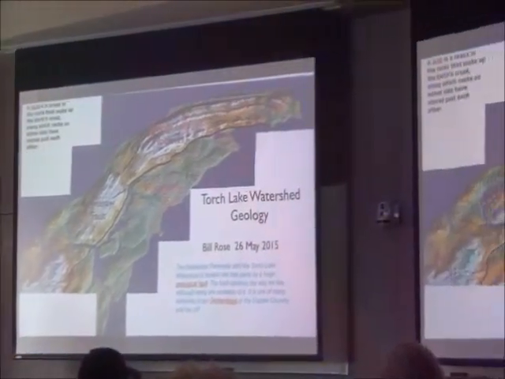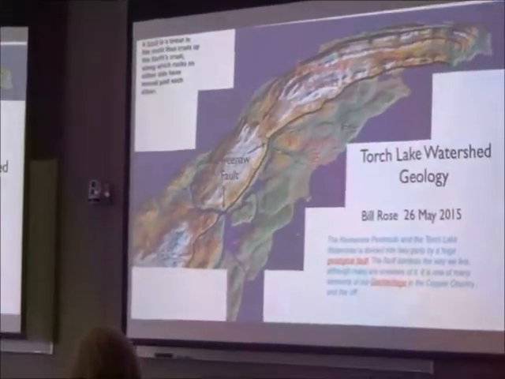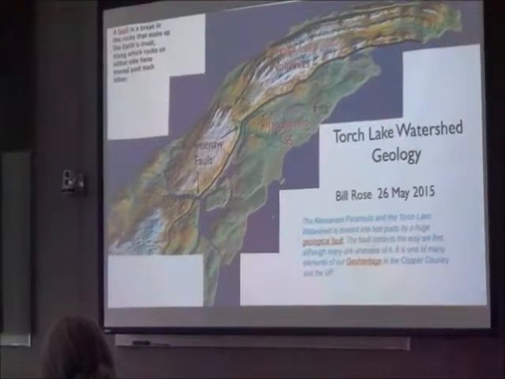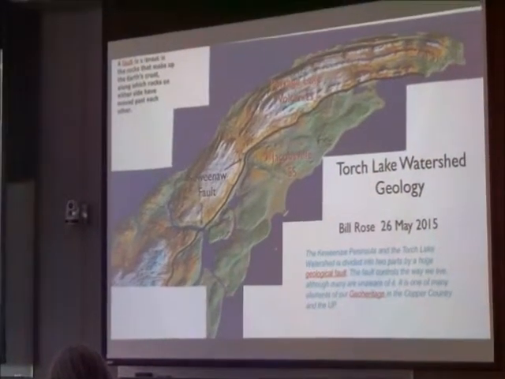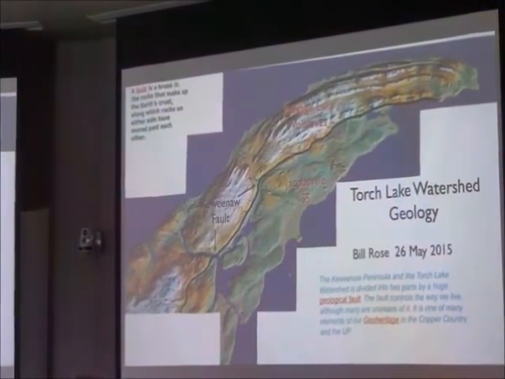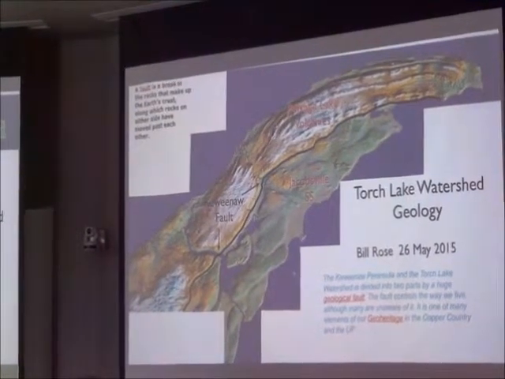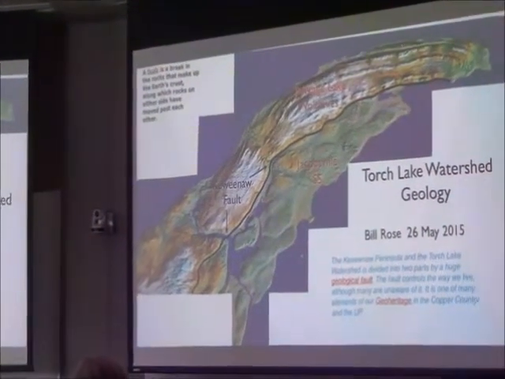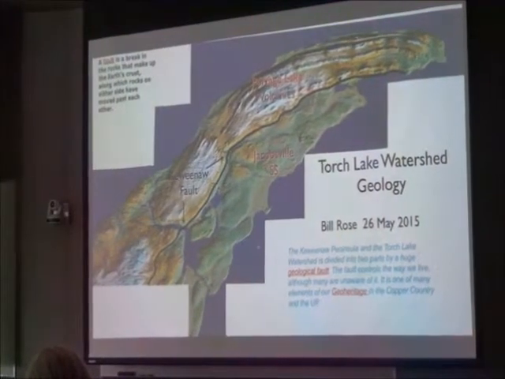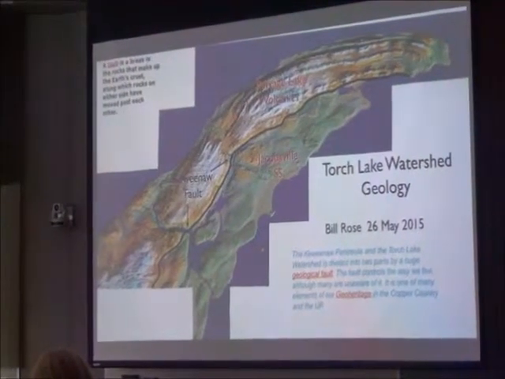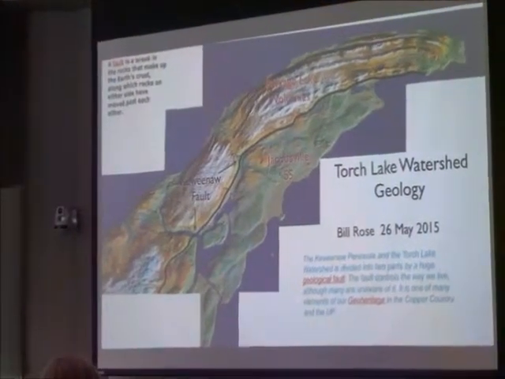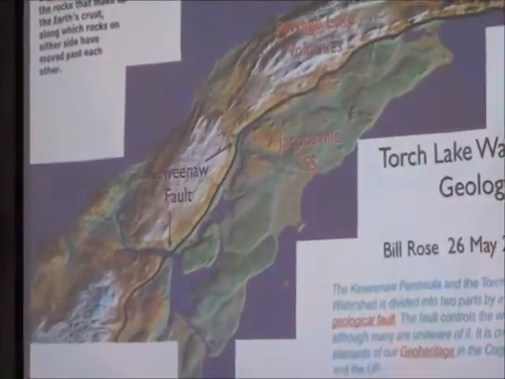Here's the rough watershed boundaries. I'll show you that in a minute. But the important part is that what goes right through the middle of it is the Keweenaw Fault. And so what I've chosen to do is really to focus on that fault and all of the things that it does, because that's really the theme of this watershed.